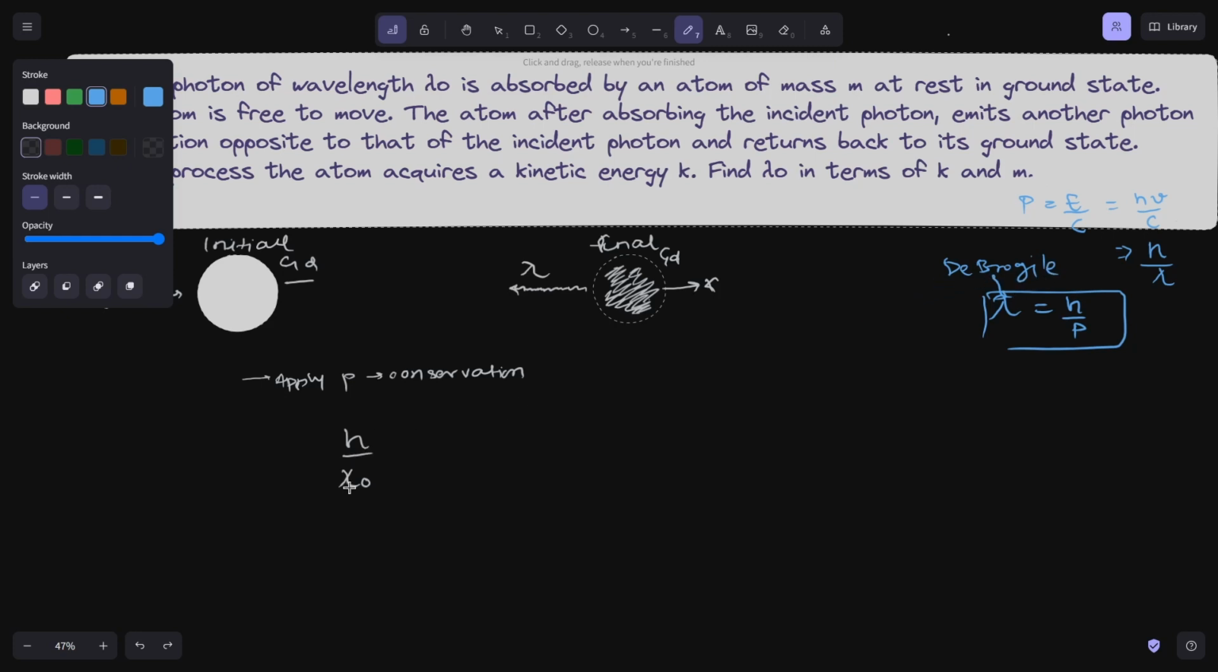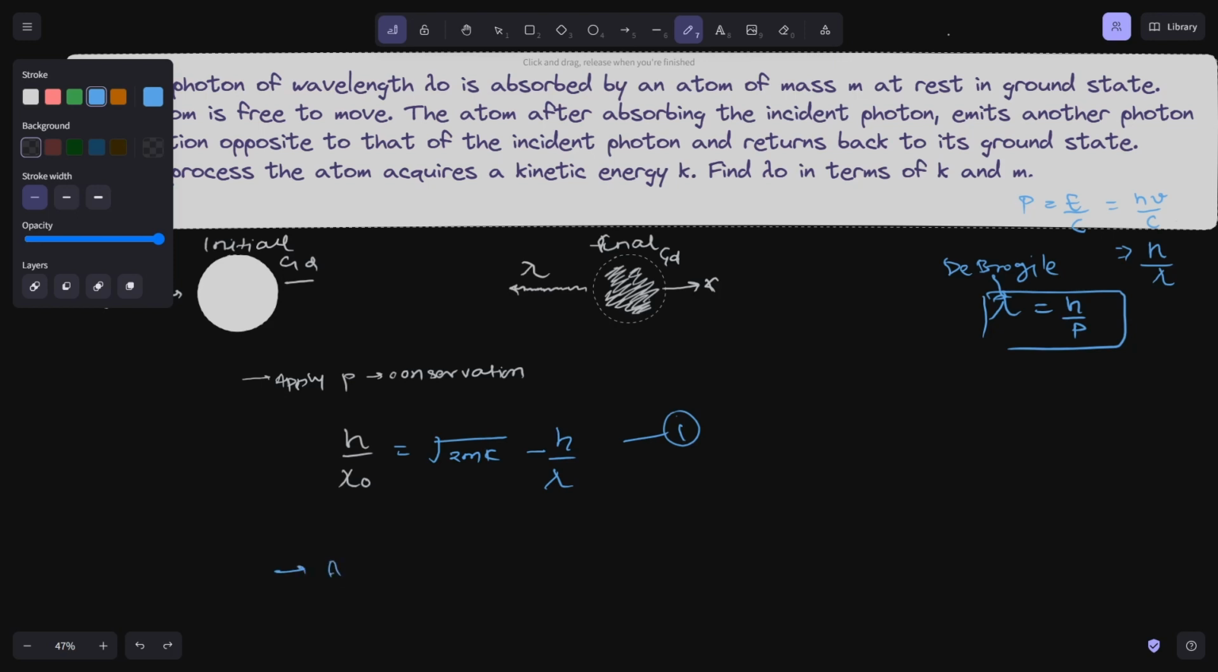Now, h by lambda naught would be equal to, since the kinetic energy is on the right side, we'll take it as plus root of 2mK, minus, because the new photon is traveling in the opposite direction, h by lambda. So this is the first equation.